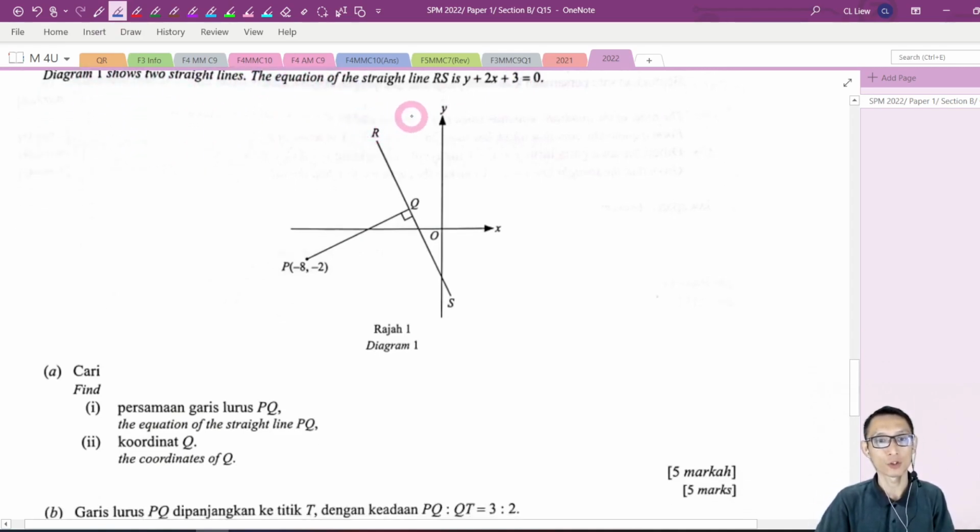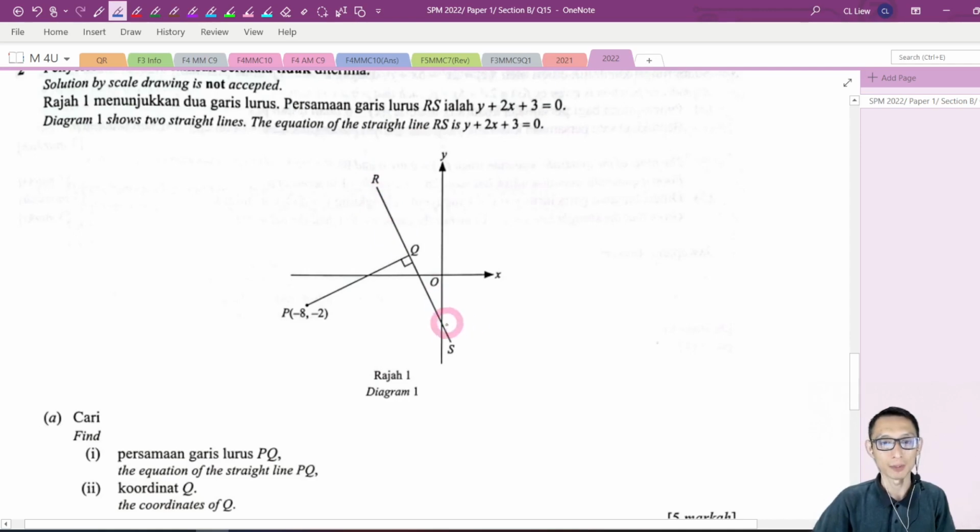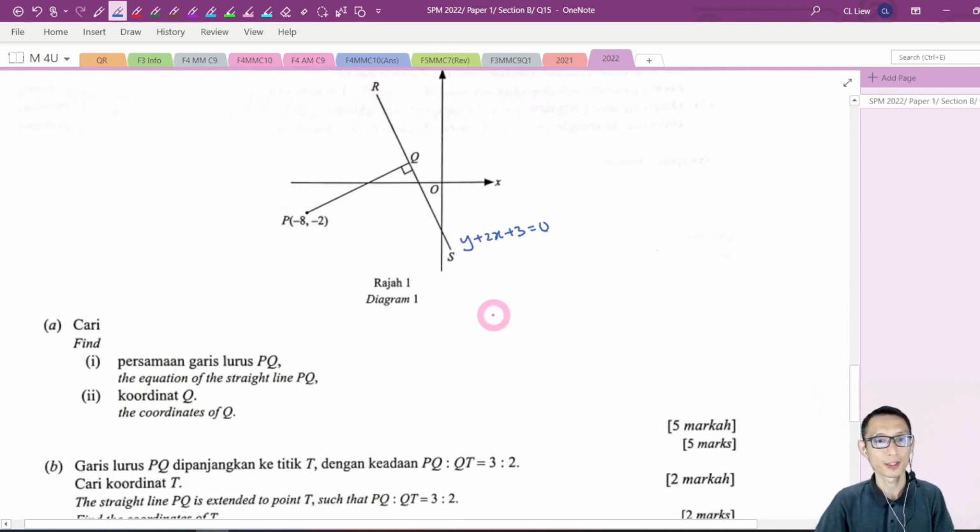The equation of the straight line RS. Let me label the equation first. y plus 2x plus 3 is equal to 0. And PQ and RS, they are perpendicular to each other. Okay, we want to find the equation of PQ.